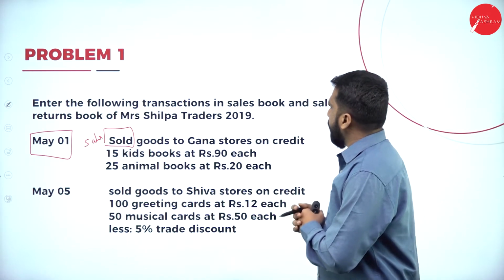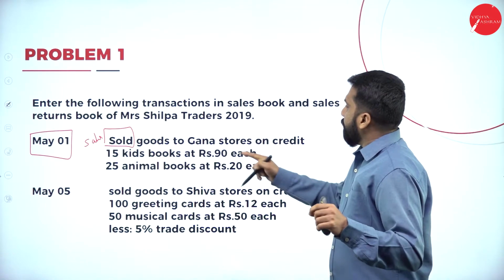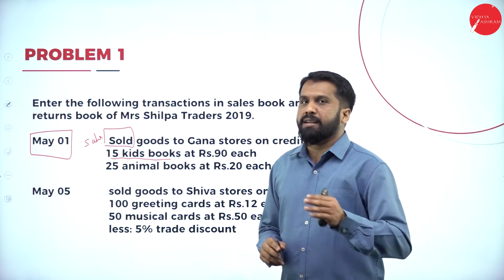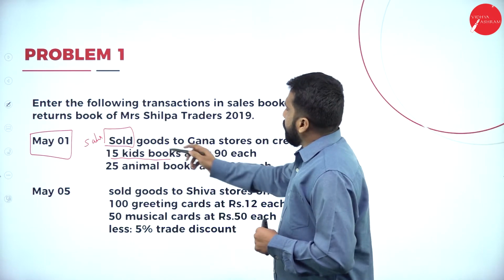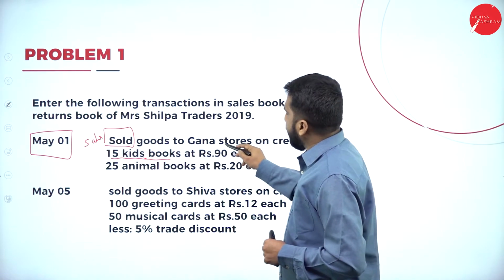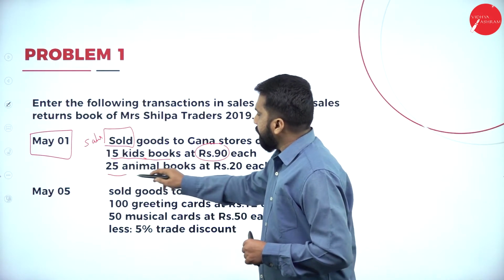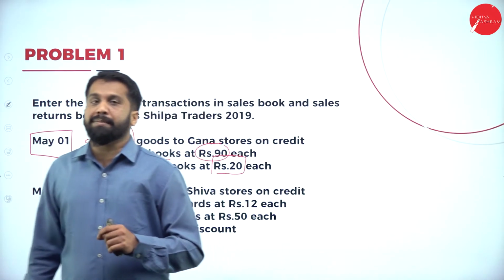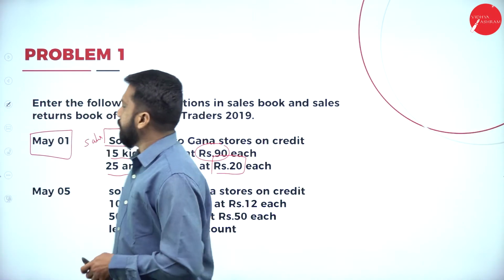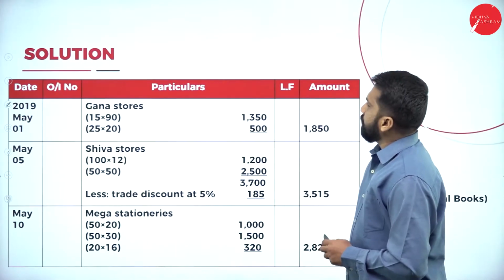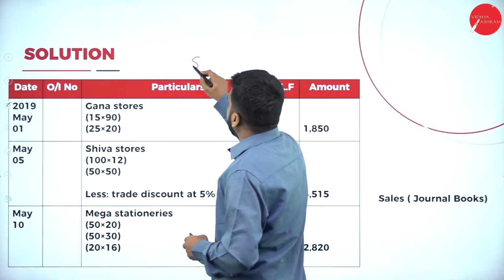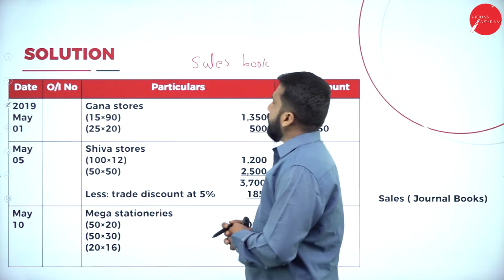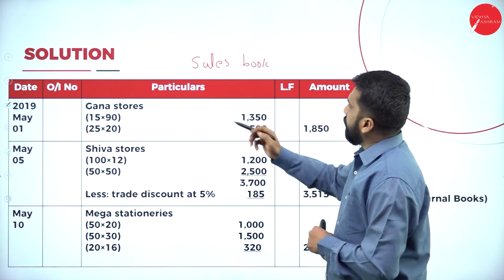Now, sold goods to Ghana stores on credit. 15 kids book. So, they are running maybe stationery or some bookshop. Now, sold goods 15 kids book at 90 rupees and 25 animal books at 20 rupees. So these are the information we have for the month of May as well as first. Now, see, this is your sales book. Sales book.